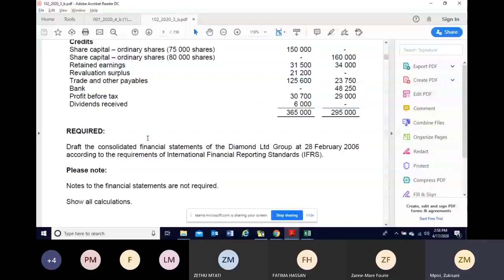So this means you have to do the statement of profit or loss and other comprehensive income, the statement of financial position, and the statement of changes in equity. The journals are not necessarily requirements, but that was just to try and help you understand things better. So let us now try to look at this.